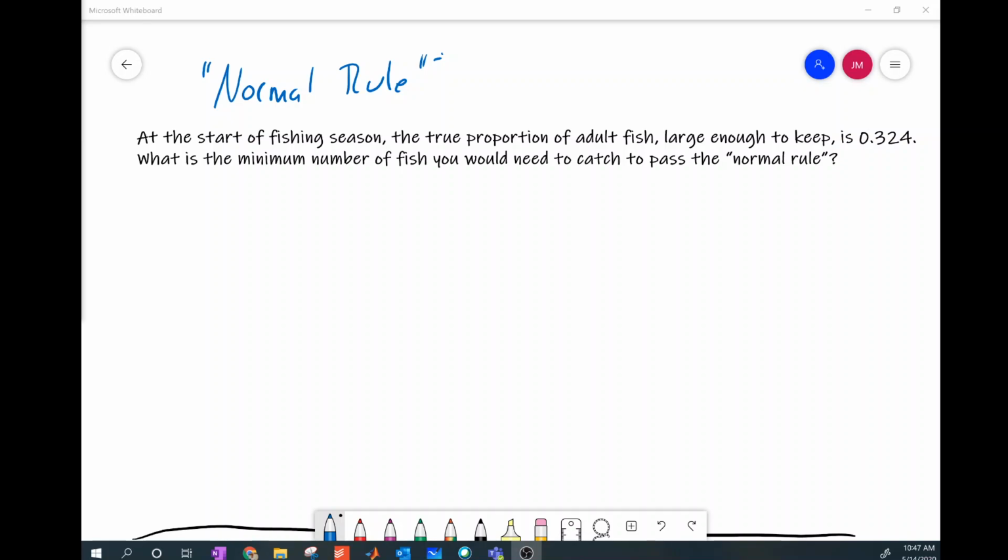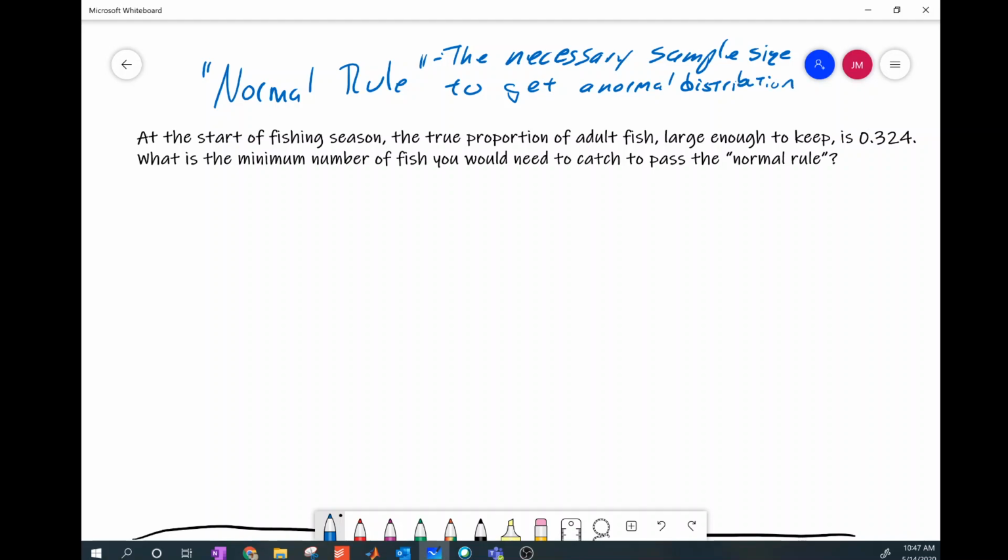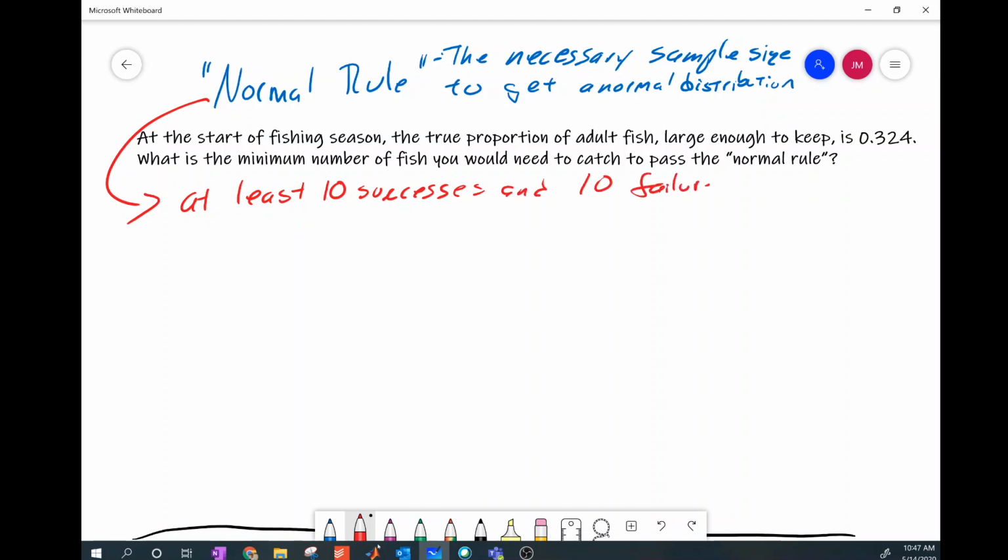So the normal rule just helps us find the necessary sample size to get a normal distribution. Alright, and if you remember from the video, the normal rule said we needed at least 10 successes and 10 failures. So let's take a look at this question.